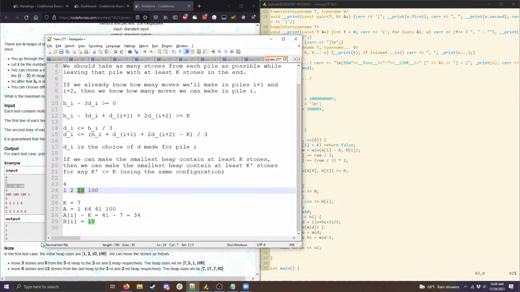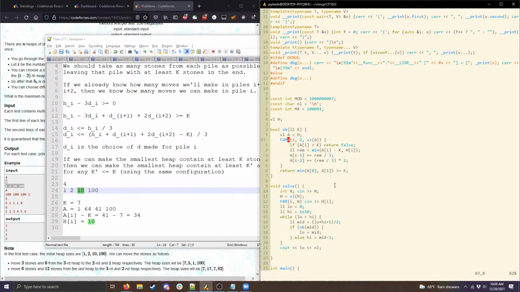Now I'll ask how I computed di plus 1 and di plus 2. The same way I computed di, because I'm just iterating in decreasing order. And so by the time I'm processing pile i, I've already processed i plus 1 and i plus 2, and so I know what di plus 1 and di plus 2 are.